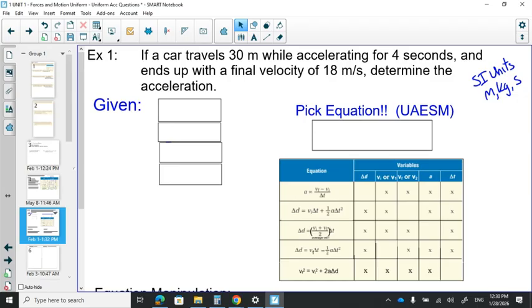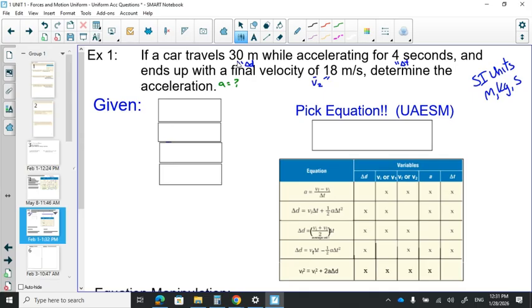So let's take a look at it. We're going to have a car here traveling 30 meters while accelerating for 4 seconds. When you're reading the question, it's not a bad idea to point out, okay, there's my delta D, my displacement, and it's for 4 seconds, so that's like delta T. And for the final velocity, that's my V final or my V2, which is the 18. Then it says determine the acceleration. So a equals question mark is the required.